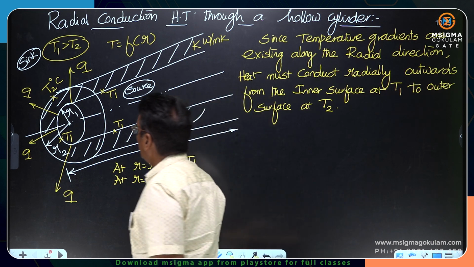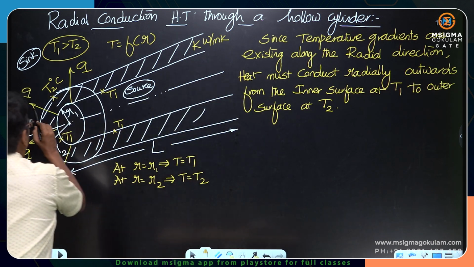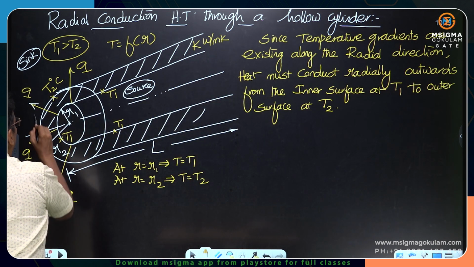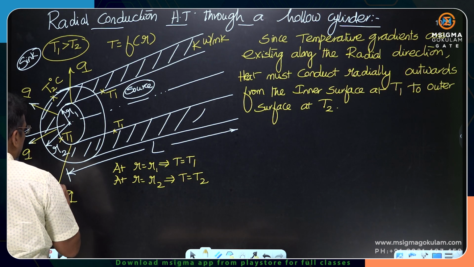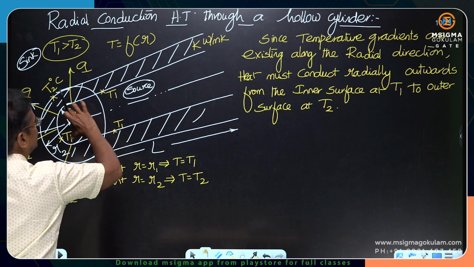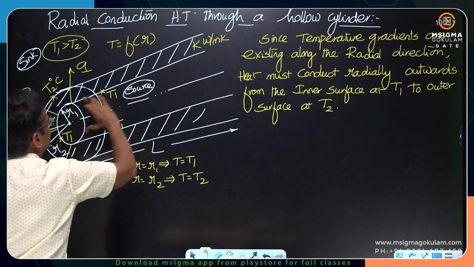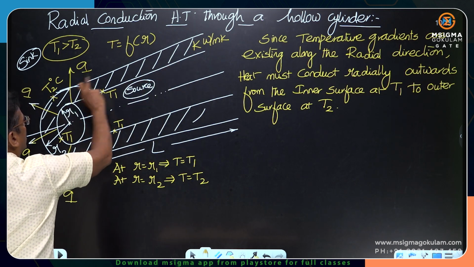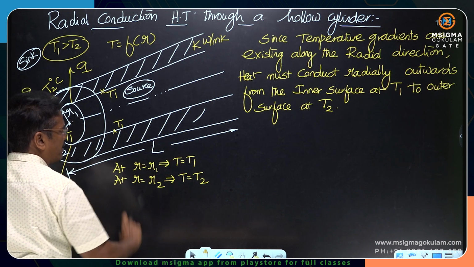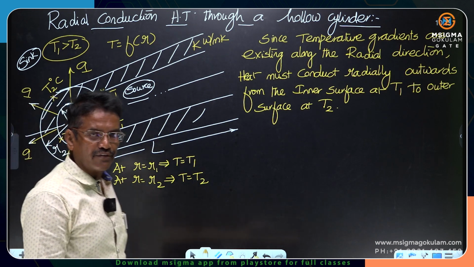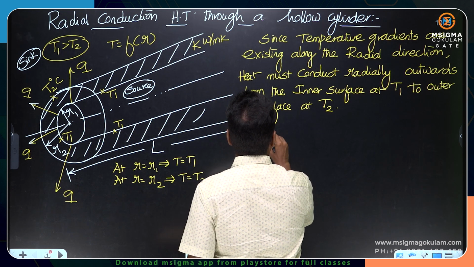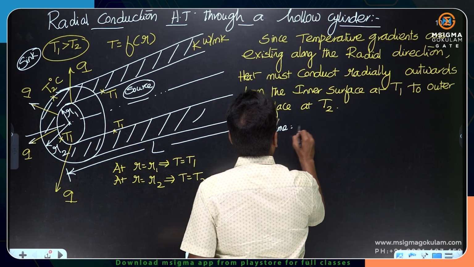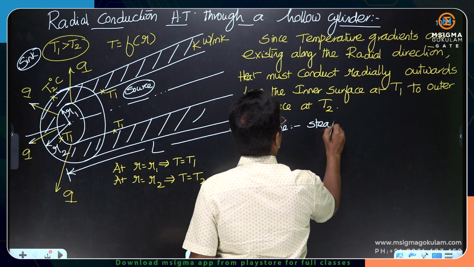So, because there are temperature gradients existing along the radial direction, heat is conducting radially outwards. Along this inside surface, the temperature is maintained as T1, and all along the outside surface, the temperature is maintained as T2. T1 is greater than T2. So, assume steady state.